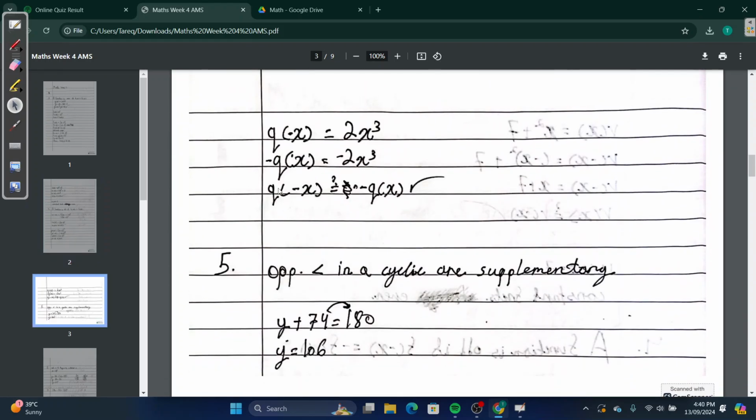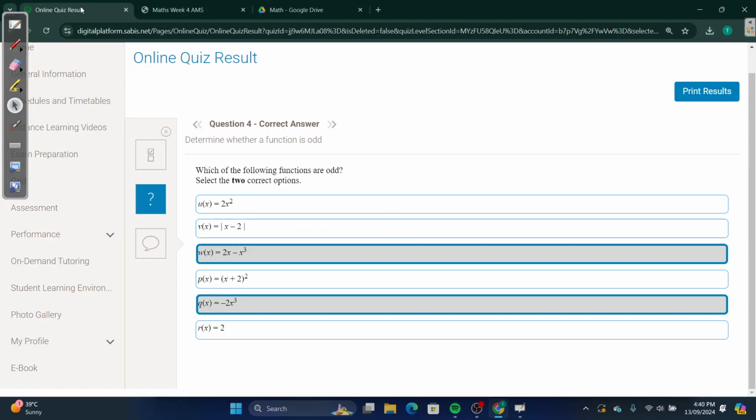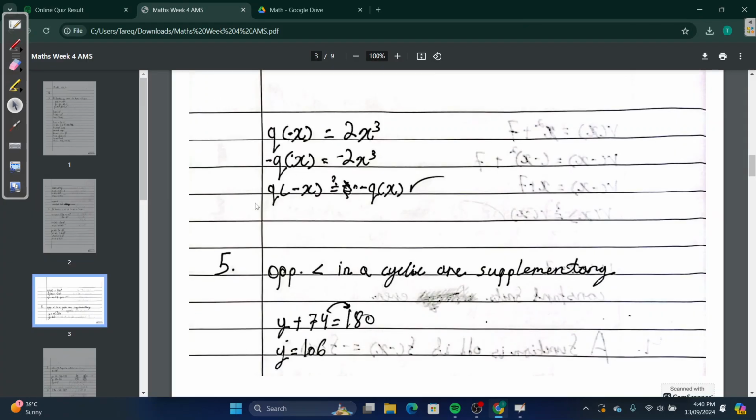Okay. Now, q of negative x, let me just check. Okay, it's negative 2x cubed. So q of negative x is going to be positive 2x cubed. And negative q of x is negative 2x cubed. So these two are obviously the same. My bad here. There should be a negative symbol here. Yeah, so these two are the same, which makes this an odd function.